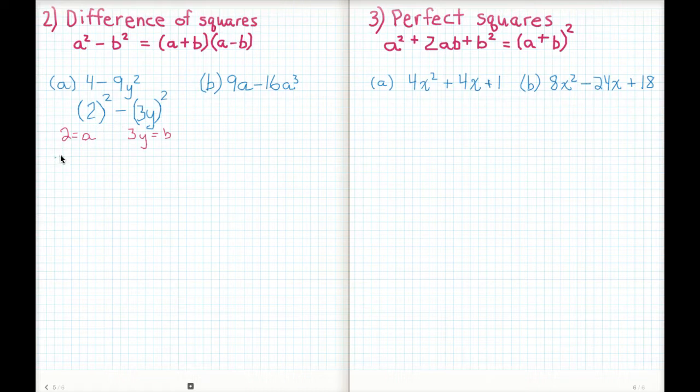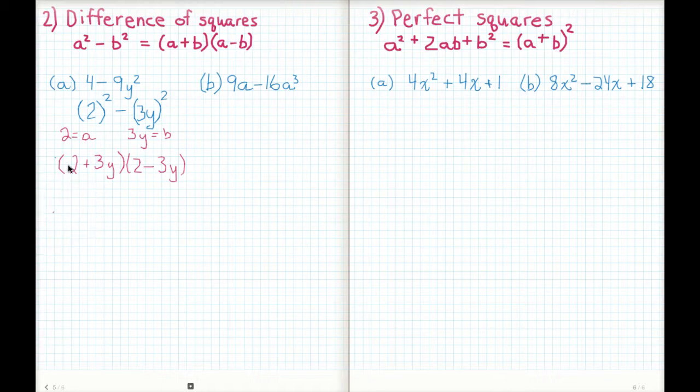So when I write what the factors are, I can use this pattern up here. I know whatever my a is, that was 2, is going to be added to whatever the b was, that was 3y. And then I multiply that by a again, which is 2, and subtract 3y. Kept the different colors there. Let's go back to blue.